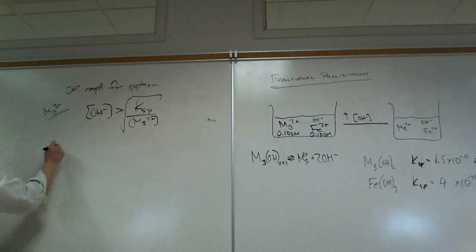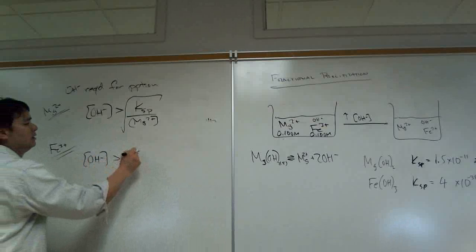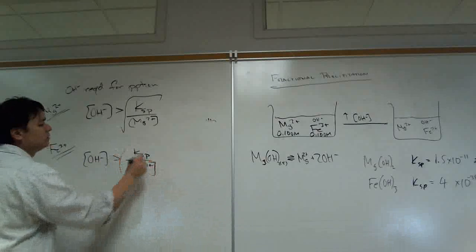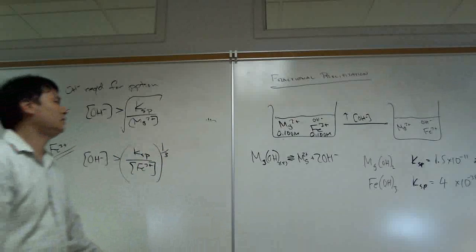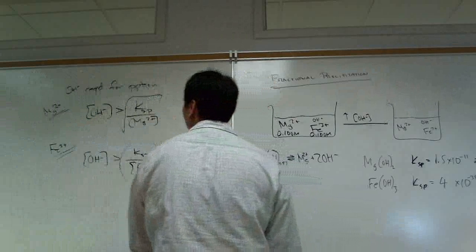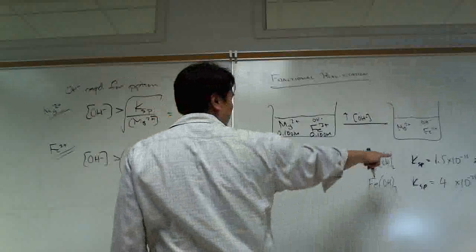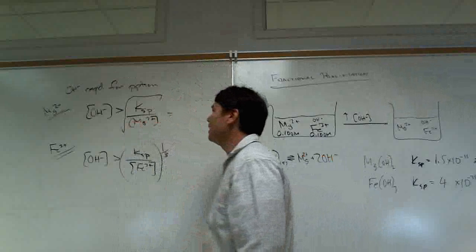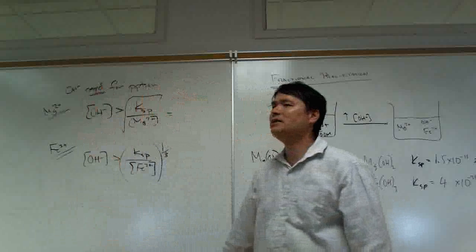For iron 3+, the hydroxide concentration required for precipitation has to be greater than the KSP divided by the iron 3+ concentration. And here we're going to take the cube root of this. And so let's see which one requires more, which one requires less. Calculating this, you'll just plug in the KSP, which is over there, 1.5 times 10 to the minus 11 divided by 0.1, take the square root of that. And what is the hydroxide ion concentration required to precipitate out magnesium ion?